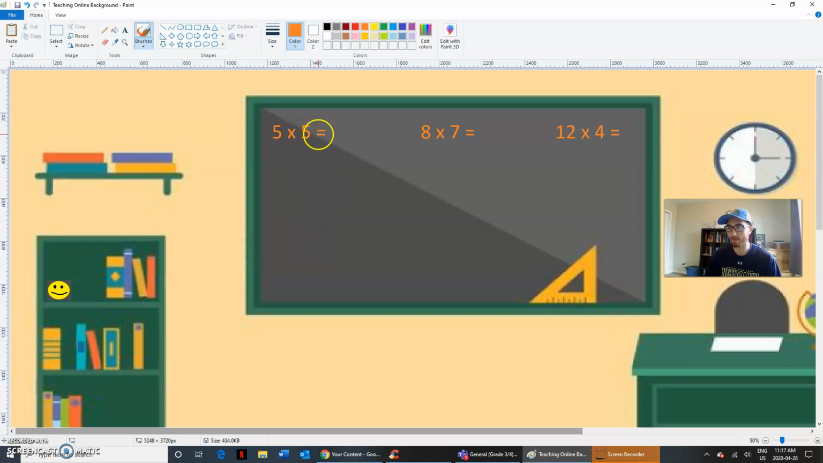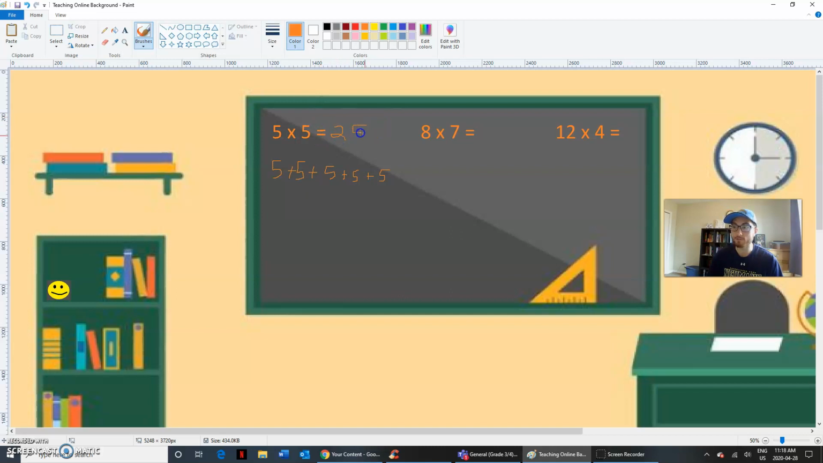So, 5 times 5. One of our strategies we did last week was counting on. So I could do five groups of five, or counting up by five, or skip counting by five. 5 plus 5 plus 5 plus 5 plus 5, 5 times. So adding on: 5 plus 5 is 10, 10 plus 5 is 15, 15 plus 5 is 20, 20 plus 5 is 25. So 5 times 5 is 25.